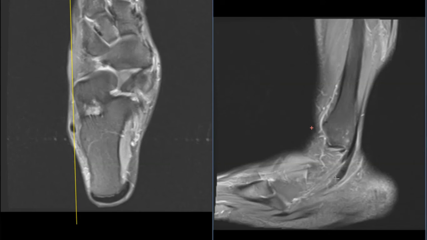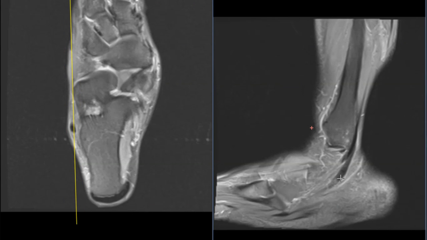So this is called magic angle phenomenon, and in this patient the magnetic field is this direction. And magic angle phenomenon happens when a tendon is oriented approximately 55 degrees or slightly less than 55 degrees to the magnetic field. And this is about 50 degrees, so very close to that magic angle of 55 degrees, and it will just disappear. And same thing with the peroneus longus. It comes over here and just disappears.